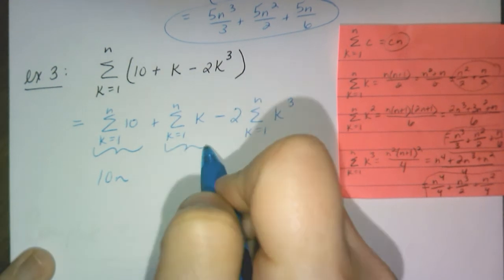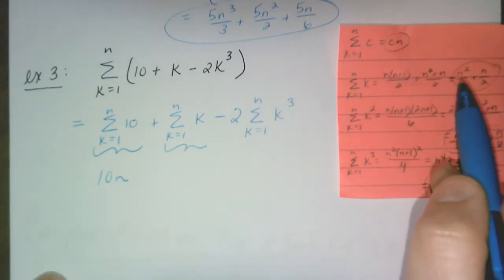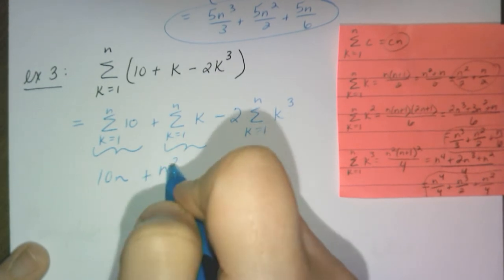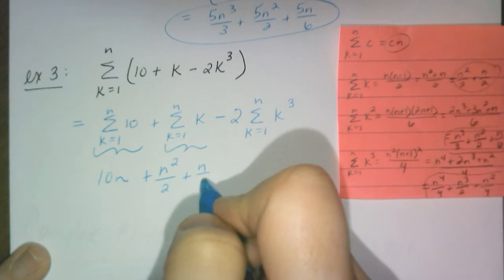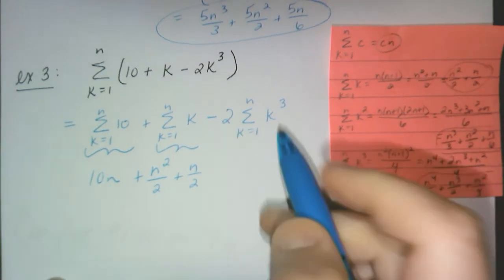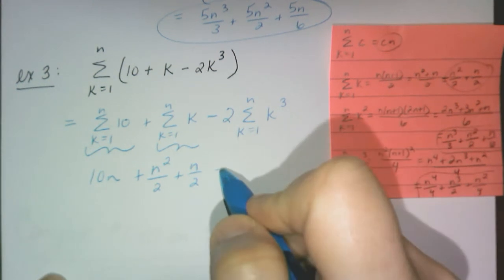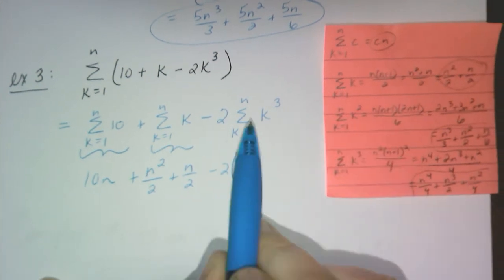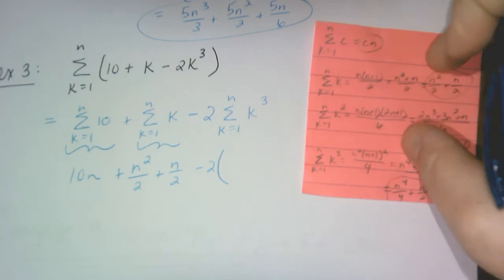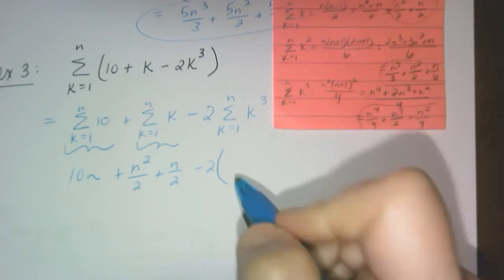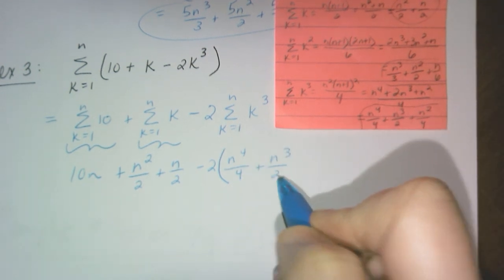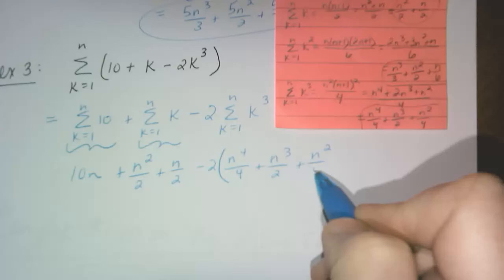The sum of k would just be n squared over 2 plus n over 2. So plus n squared over 2 plus n over 2. Now this one you want to be careful. Remember, there's a 2 times this sum. So this would be minus 2 times, and then go to your k cubed one, which is down here. So this would be n to the 4th over 4 plus n to the 3rd over 2 plus n squared over 4.